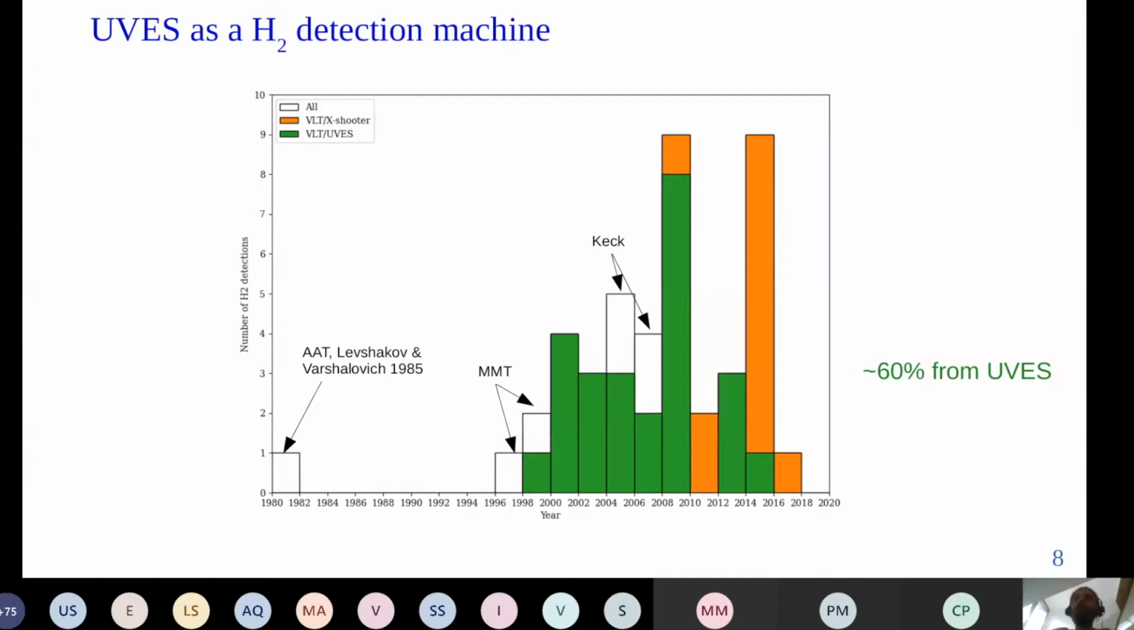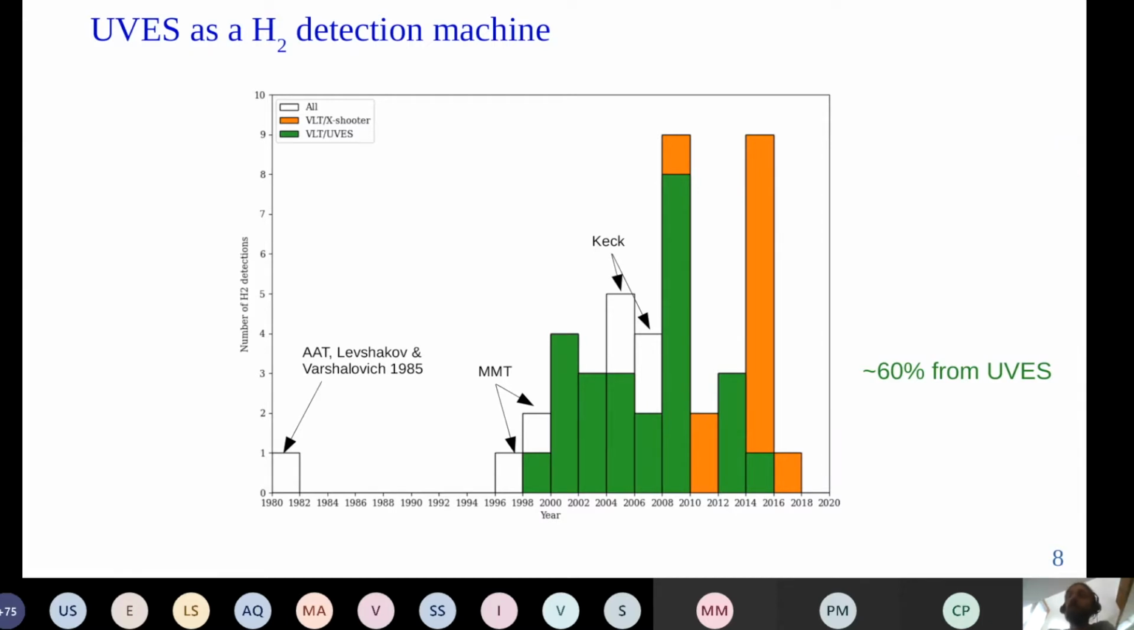So if you consider UVES as an H2 detection machine, I made this plot. It took me several hours to do, actually, starting from the first spectrum where H2 was detected. It is the date of the observation of the spectrum, not the date when it was identified. You can see more than one decade between the first and the second detection. And then in green are all the detections that have been made possible using UVES. So you can see that as of today, 60% of the H2 detections at high redshift actually came from UVES.